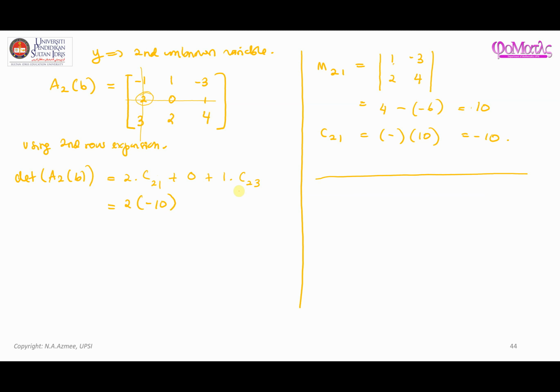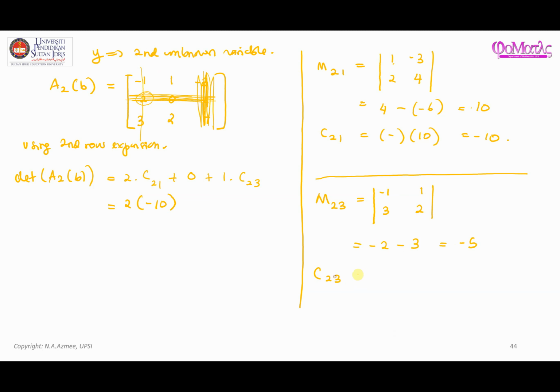Next I need to find what is C23, and that can be obtained by first considering M23. So what is M23? Well, you need to delete the second row and the third column. So the values that you will consider are negative 1, 1, 3, and 2. Based on this, the determinant is negative 2 minus 3, which is negative 5.